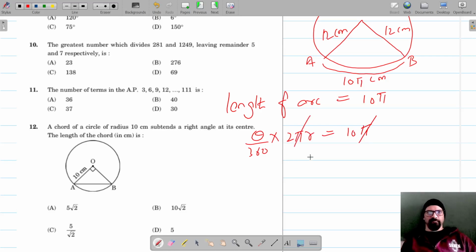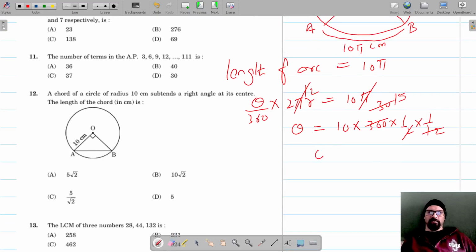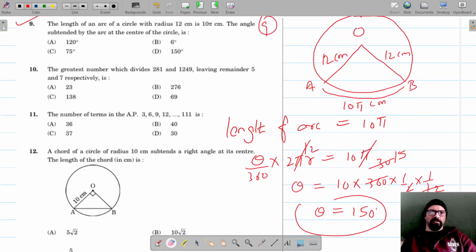Pi gets cancelled, so theta is equal to 10 into 360 into 1 by 2 into radius. The radius is 12, so this is 1 by 12 here. So this gives me 30, and this gets cancelled. So theta, that is the central angle, is 150 degree. So 150 degree is the central angle, that is D is the correct option for this.